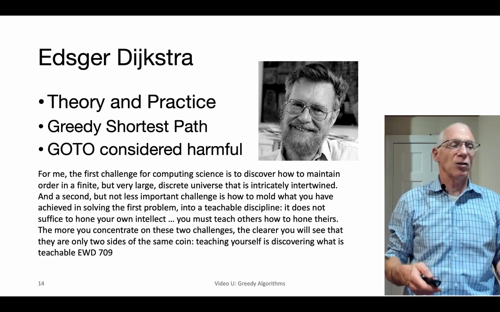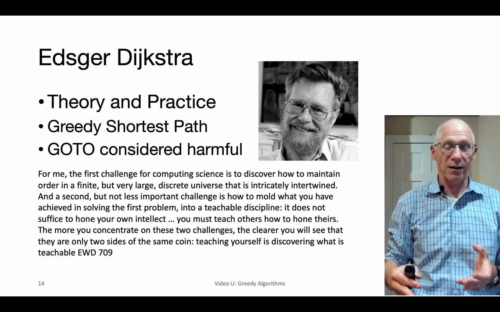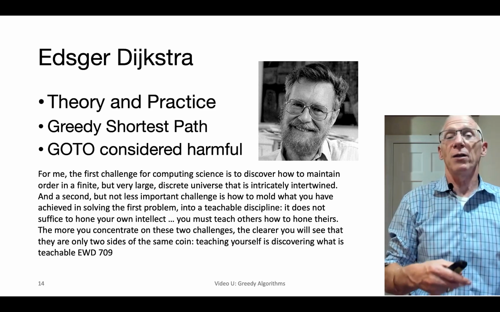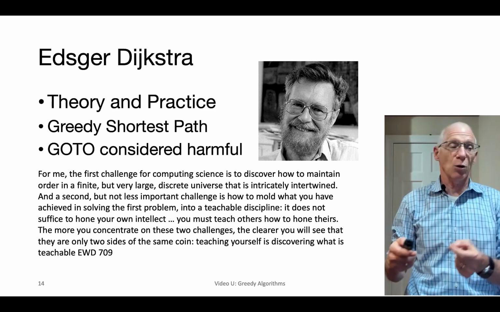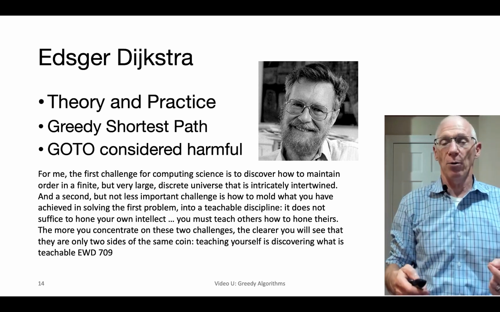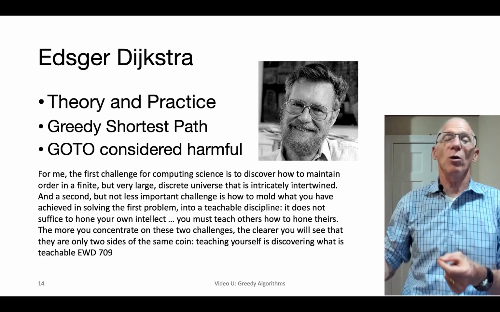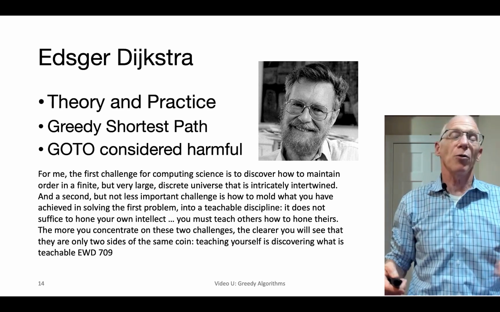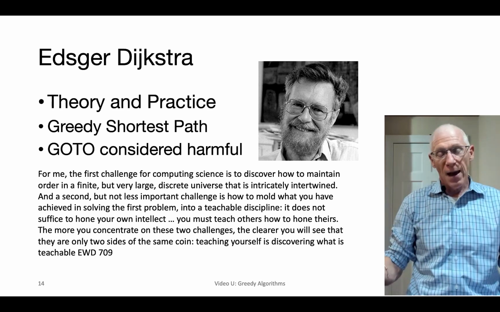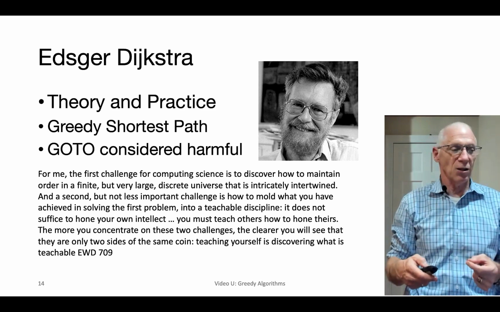This is Edsger Dijkstra, who was a master of both theory and practice. He created Dijkstra's shortest path greedy algorithm. He wrote an influential computer science education paper called Goto Considered Harmful. And although he was extremely influential, both in theory and practice, and he had good things to say about teaching, he wasn't always the nicest person.